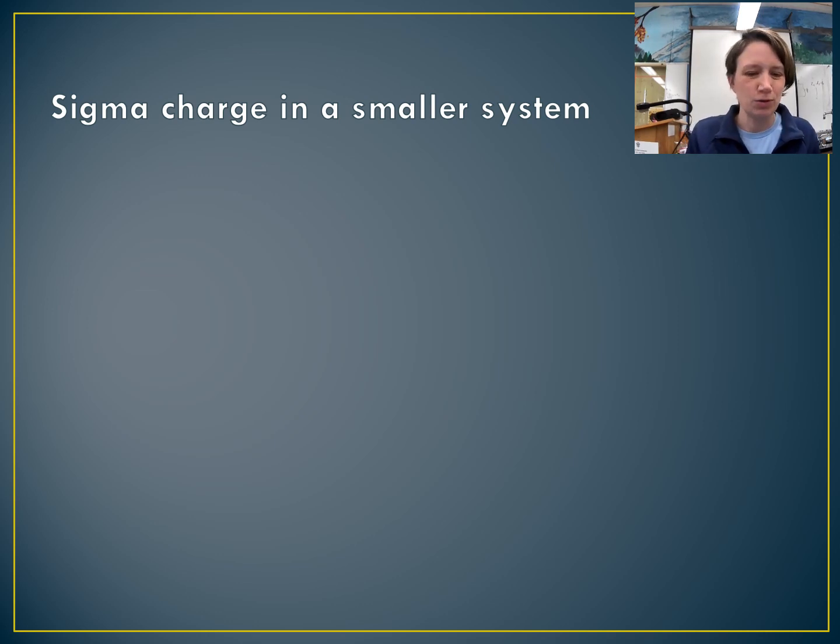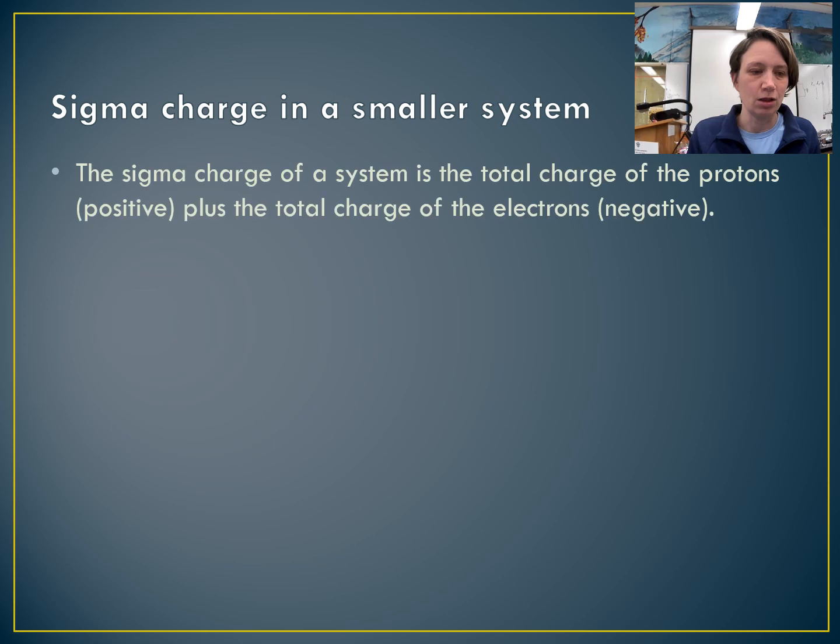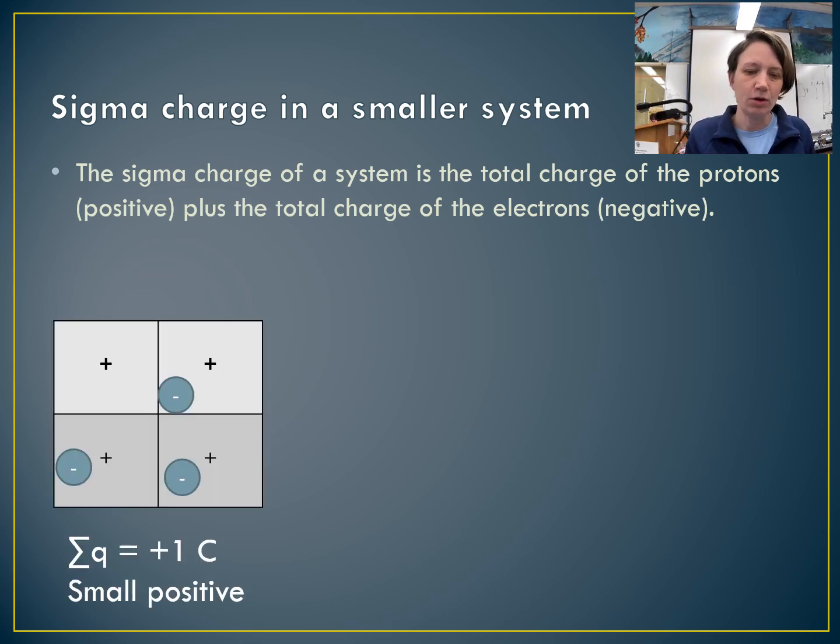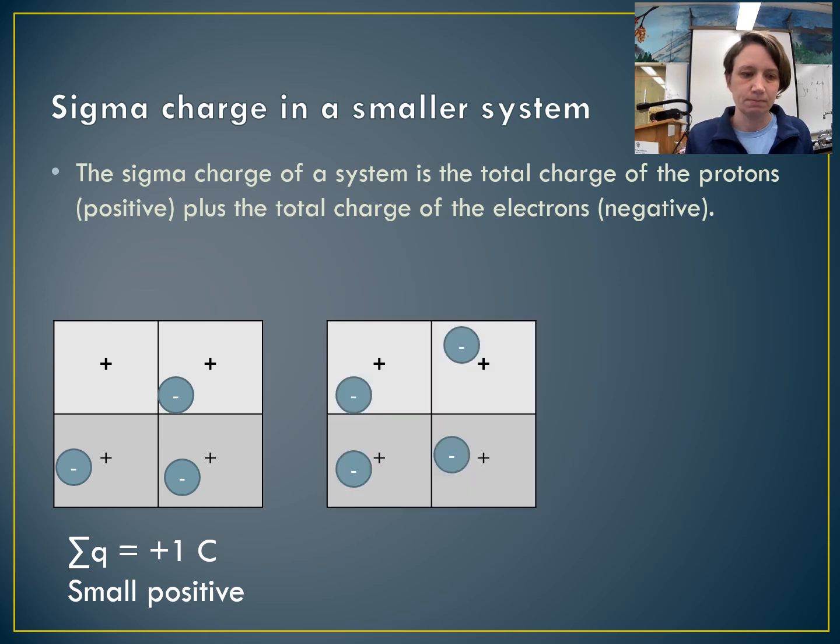And we're going to talk about how to do that later on in this video, but first let's just talk about what that looks like. So the sigma charge of any system is going to be the total charge of the protons, which are positive, plus the total charge of the electrons, which is negative, or you can think about that as subtracting from each other. So for example, in this system containing these 4 atoms, we have 4 pluses, 4 protons, and we have 3 minuses. So the sigma q for this system is positive 1. There's 1 positive left over. And we would say this is a small positively charged system.